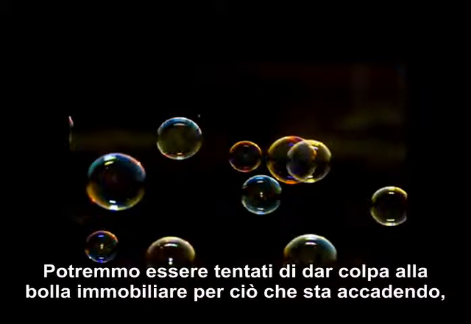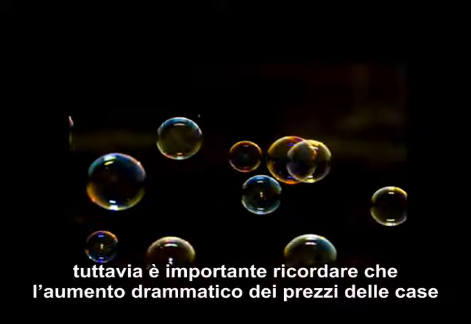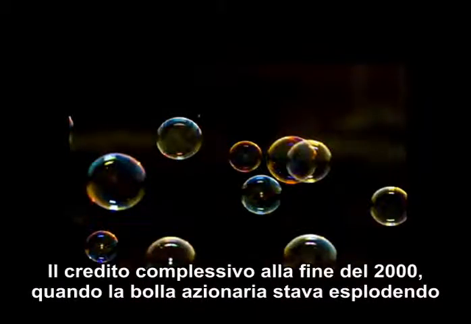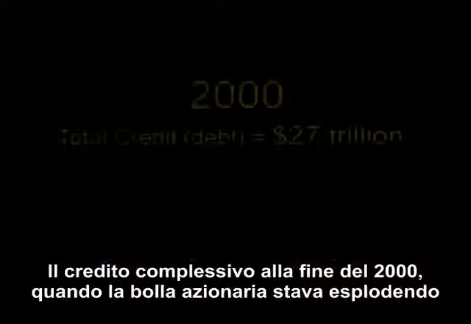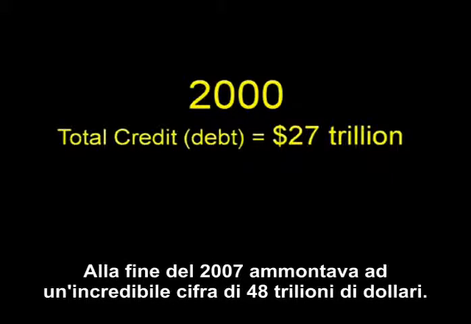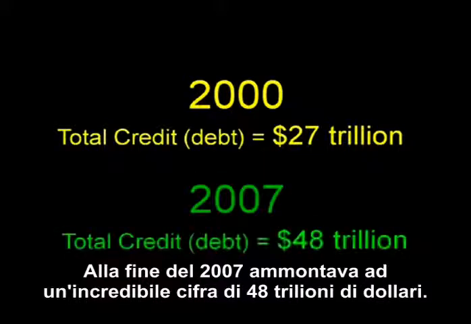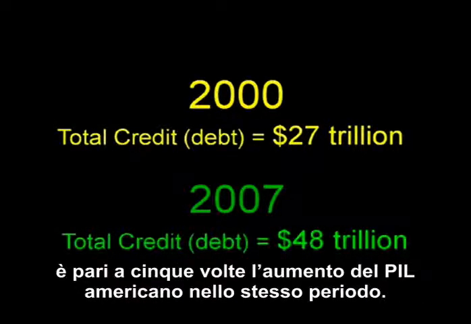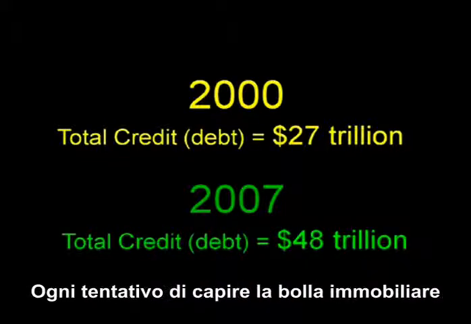While it's tempting to lay the blame for what's happening on the housing bubble, it's important to remember that the dramatic rise in house prices was itself just a symptom of a credit bubble run amok. Total credit at the end of 2000, when the stock bubble was bursting, stood at $27 trillion. By the end of 2007, it stood at an astounding $48 trillion. This $21 trillion increase in borrowing is 5 times larger than the increase in U.S. GDP over the same period of time.